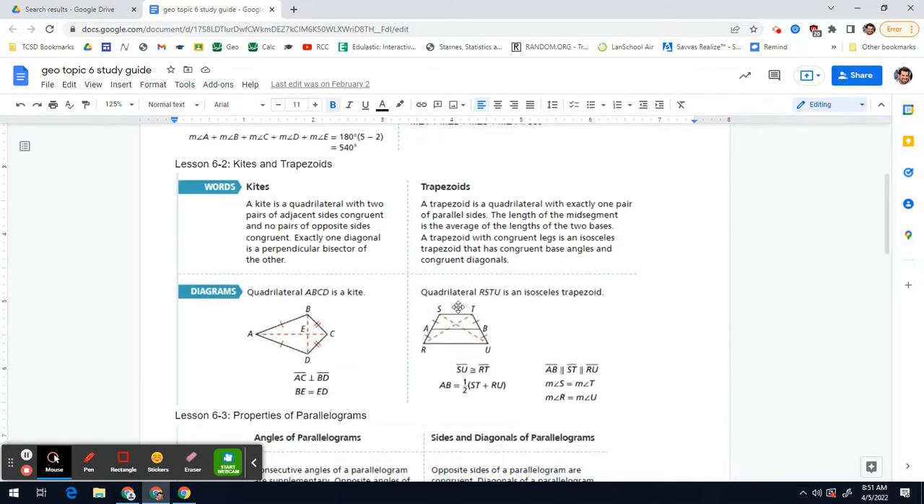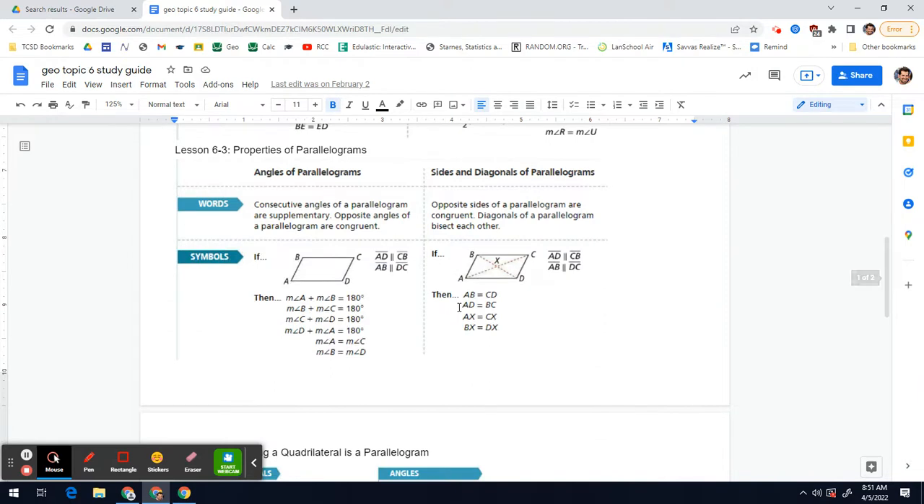Okay, then you have kites and trapezoids. Again, I don't think you'll see this. The area formula for a trapezoid is on the state test, but I really don't think you'll use it, to be honest. And now we get into the big guns, right? Parallelograms. Parallelograms are a huge topic on this state test.